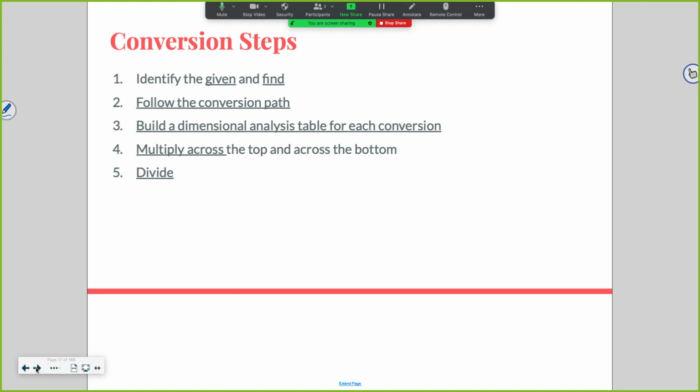Today, we only have one-step conversions, right? That's why your table only has one little line. You have one line in your table for one-step conversion. Multiply across the top, multiply across the bottom, and then divide those 2 numbers.